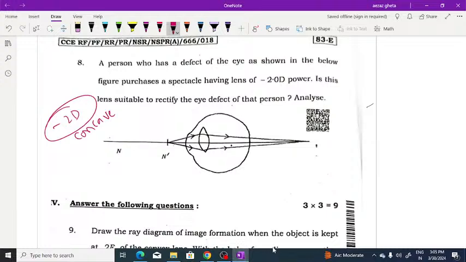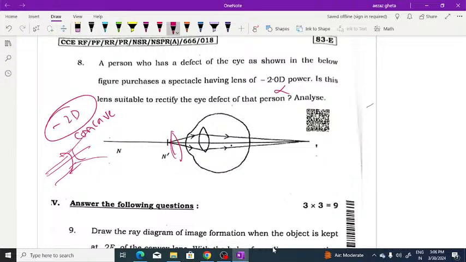A concave lens is used to diverge the rays of light. So this diverging lens cannot be used here. Here we should use a convex lens only. So no, this lens cannot be used.